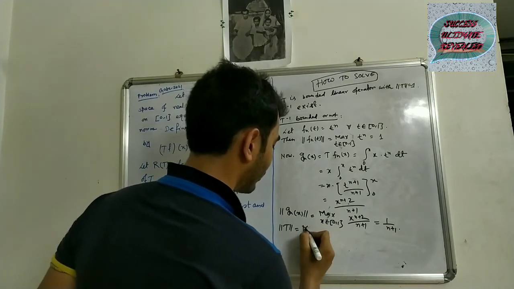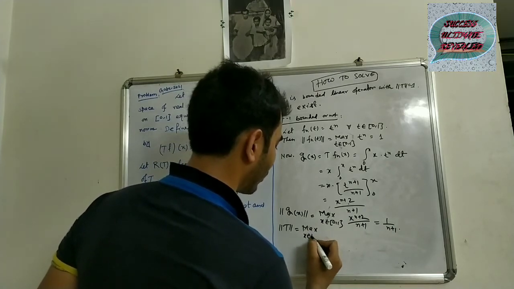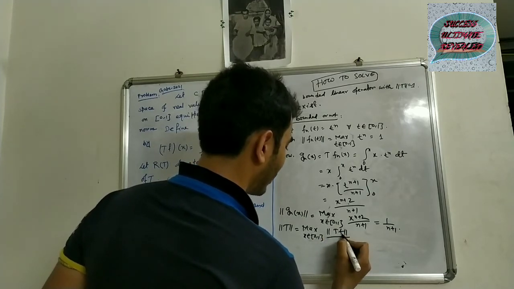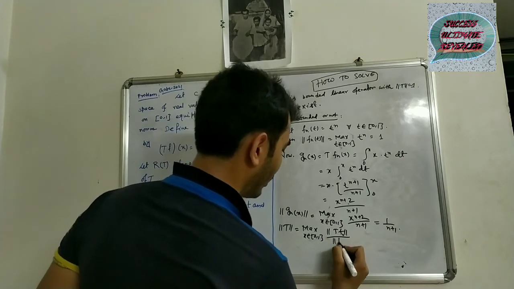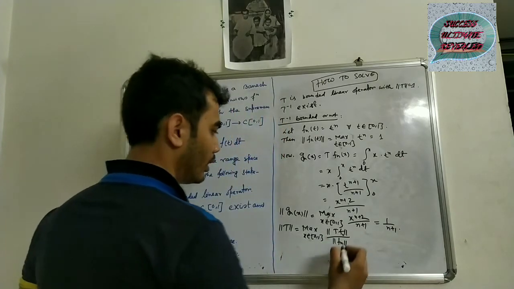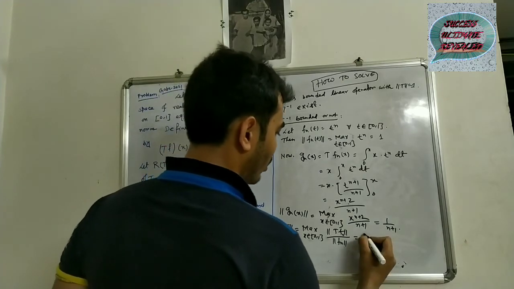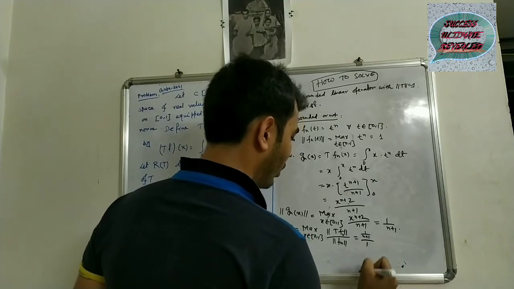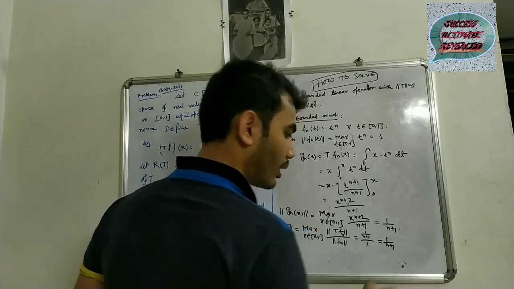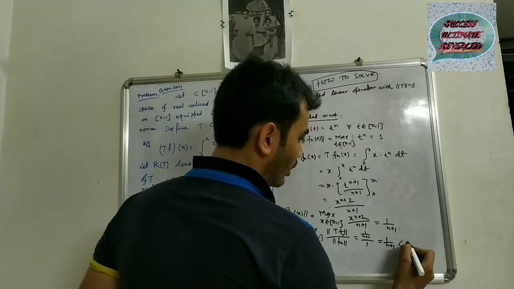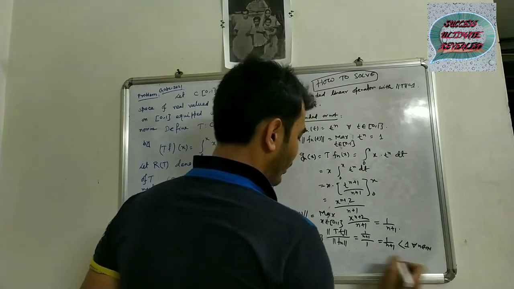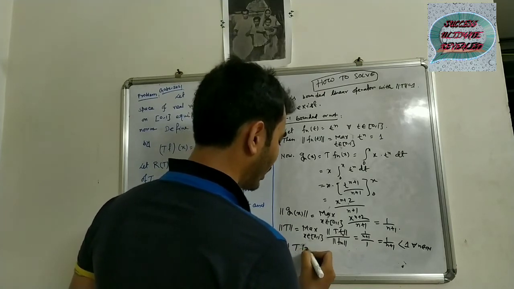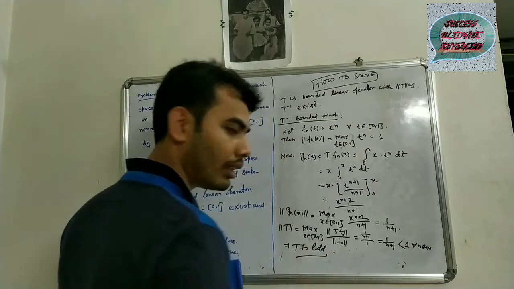Now the norm of T equals the maximum of the norm of T f_n divided by the norm of f_n, and this is equal to (1/(n+1))/1. So ultimately we get 1/(n+1), and this is less than 1 for all n belongs to N. So this implies T is bounded.